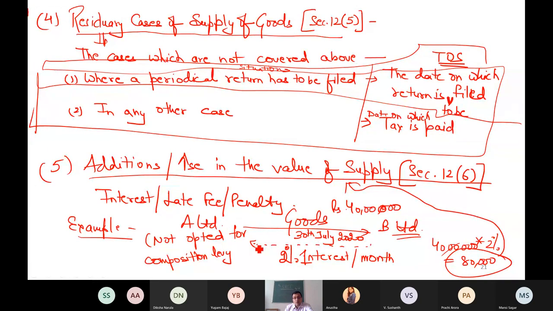Now, I hope this example is clear that A Limited is a supplier who has not opted for composition levy. He has supplied goods to B Limited of 40 lakh rupees on 30th July 2020. Now, in this case, can you tell me what is the time of supply? I'm not asking about interest of 80,000. For this 40 lakh rupees, I am asking a question from you.